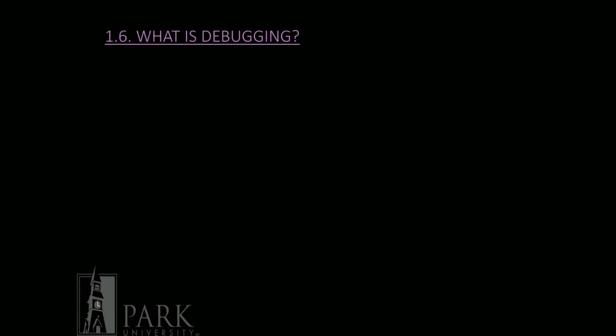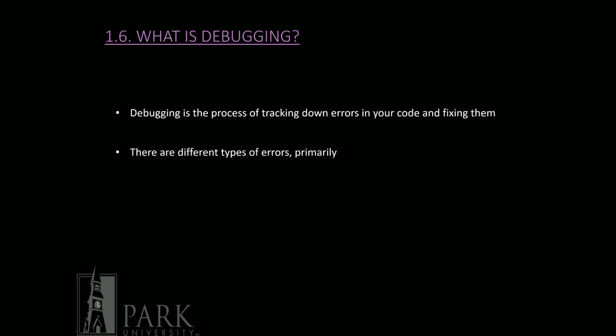As you're programming, you're going to be making lots of mistakes, especially when you're first starting off. But even once you've been doing it for a while, you're still going to be making lots of mistakes. So debugging is the process of tracking down errors in your code and fixing them. Now, there are three primary types of errors, and those are syntax errors, runtime errors, and semantic errors. And each error has its different ways to find, fix, and test them.